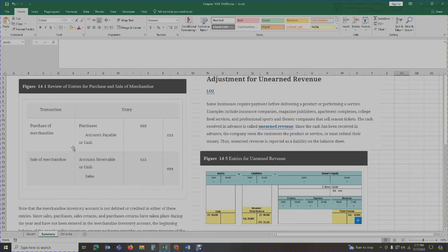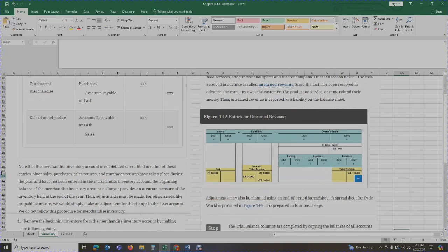Now if we look to the ebook, they talk about the specific types of entries. There's a review of the entries for the purchase and sale of merchandise. When you purchase merchandise, you debit purchases and you credit either accounts payable if you purchase on account or cash, depending on how you paid. When you sell your merchandise, you debit your accounts receivable or cash, depending on how they paid you, and you credit your sales. At no point do we touch merchandise inventory when we either purchase or sell the merchandise. Therefore, we have to make an adjusting entry for that.